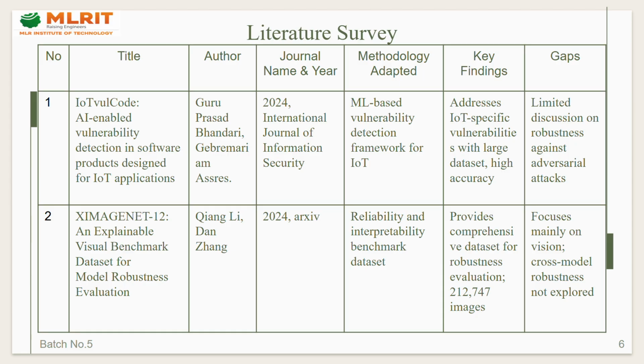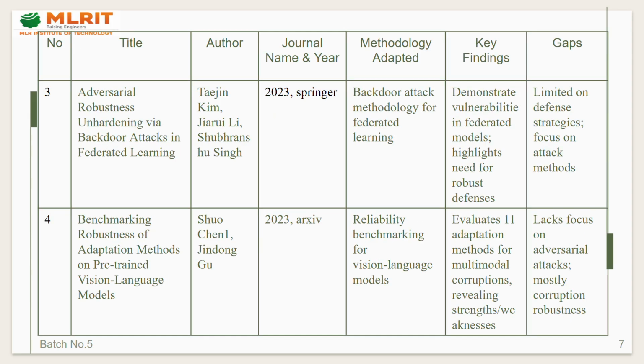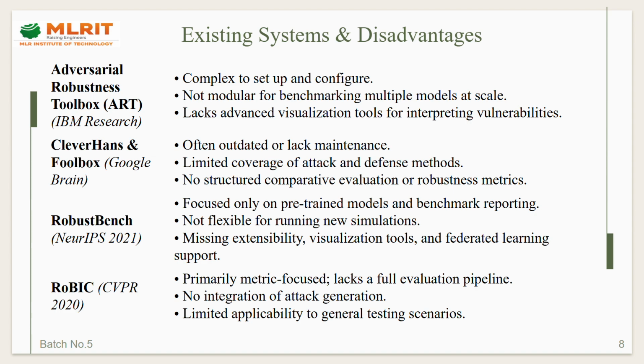These are some papers that we surveyed in order to give our project all the strength it needs. Some of the existing systems are Adversarial Robustness Toolbox, CleverHans and Foolbox, RobustBench, and Robic. The problem with most of these is that either they are complex to set up or are not modular enough for benchmarking against multiple models at scale. Even if they do combine both of these, there is a risk that most of them are outdated and are hard to calibrate to modern day needs and modern day attacks.